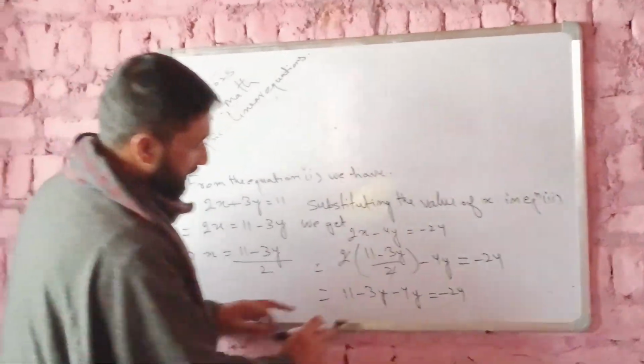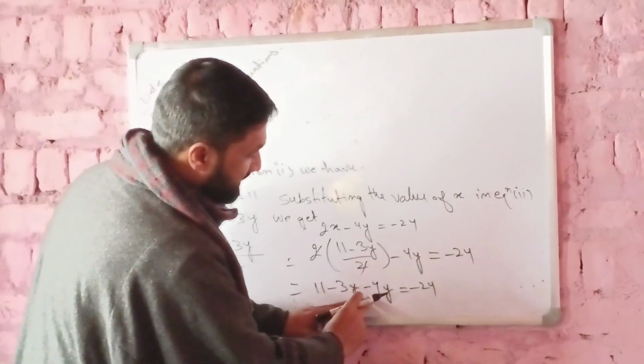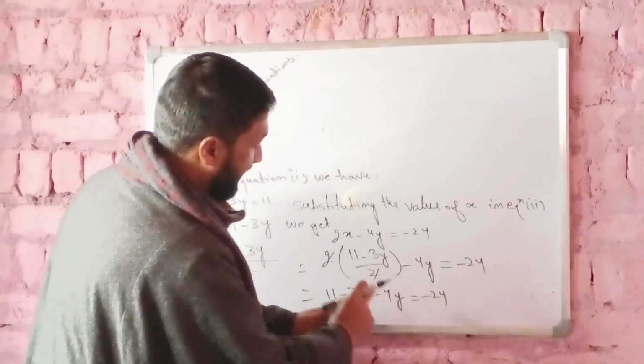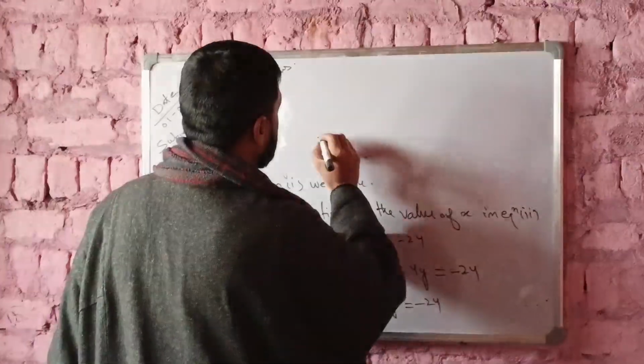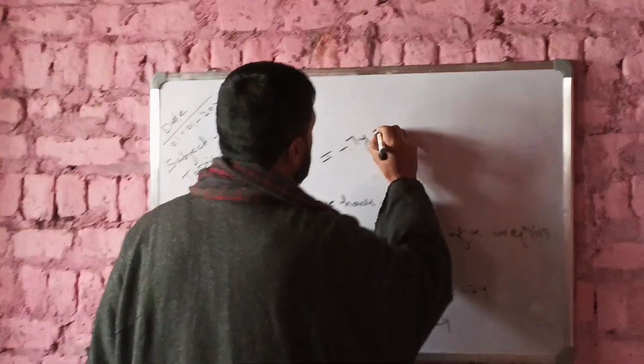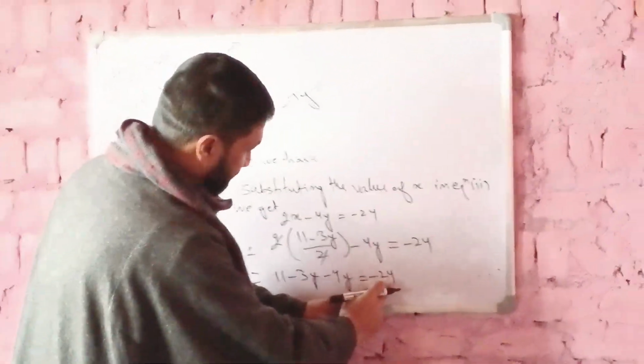Listen. Minus 3y, minus 4. Minus, minus, plus. But what should be the sign now? Minus. Minus 7y. 7y is equal. Okay, here it is minus 24.